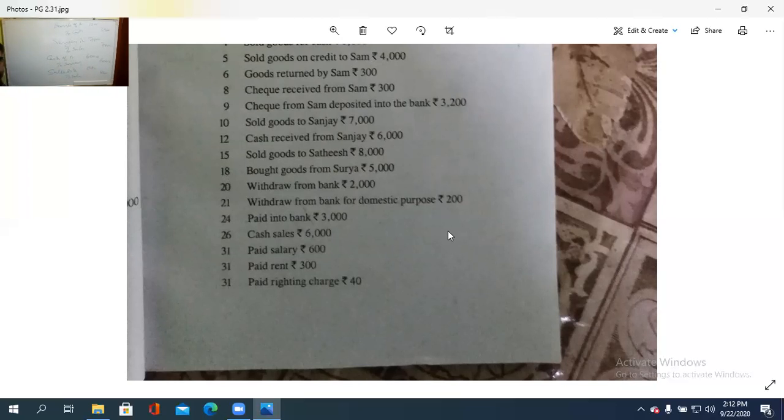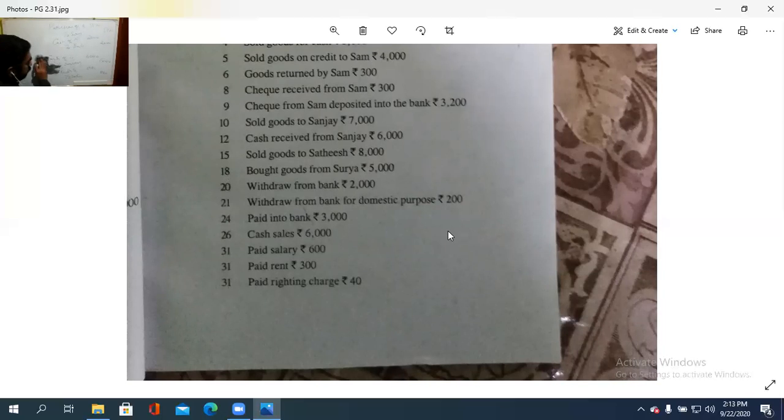Clear? Then bought goods from Surya. So purchases account debit to Surya because goods are bought. So purchases account debit to Surya. How much is it? 5,000. Then, in the same case, withdrew from bank 2,000. Withdrawing from the bank is the opposite entry of deposit. So cash account debit to bank. How much is it? 2,000.